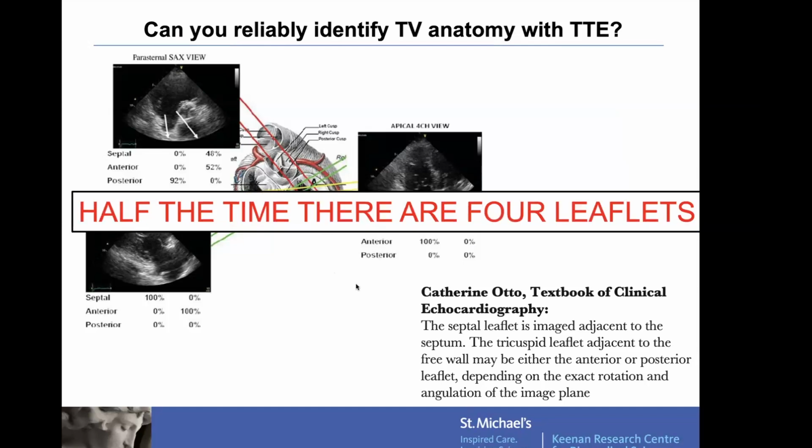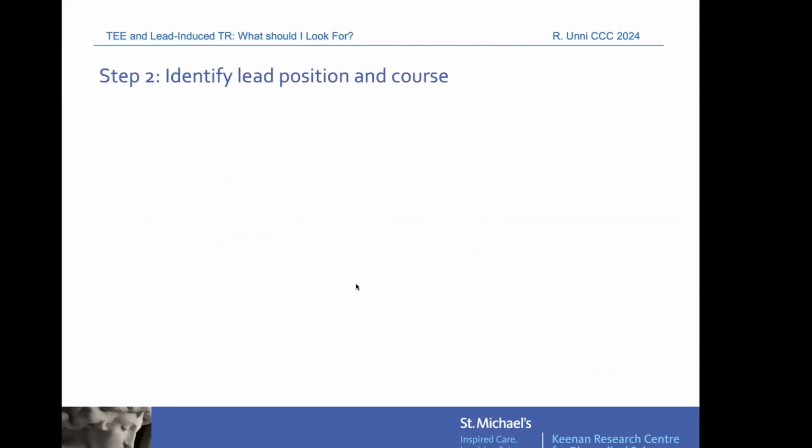There are either two leaflets or more. So I think it can be very tricky, and I'll show an example later on of some transthoracics. But it can be tricky with transthoracic. Okay, step 2. Identify the lead position and the course of the tricuspid valve.